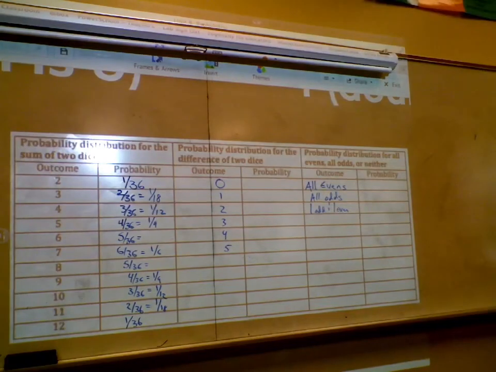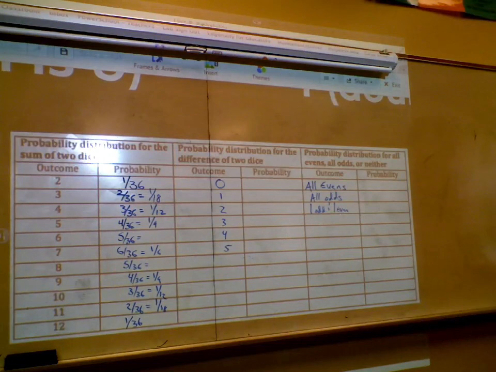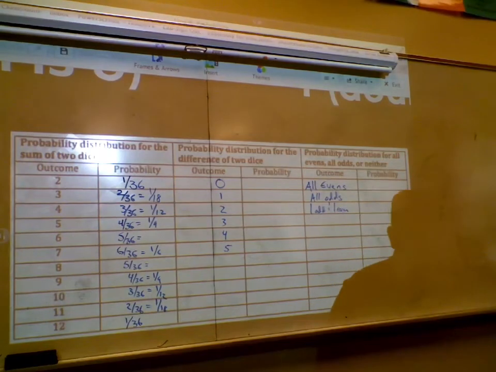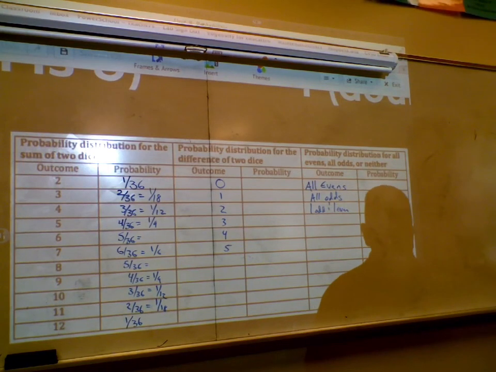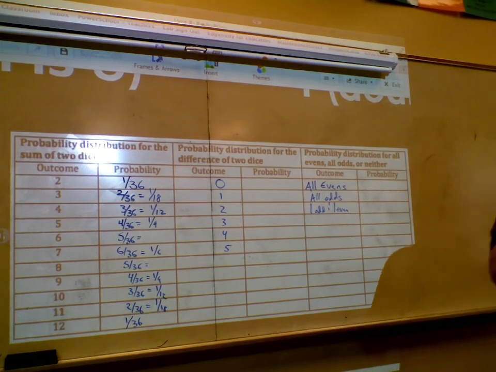Any questions? Can you explain that again? Evens and odds. All evens means both dice show an even number. 2 and 2, 2 and 4, 2 and 6, 4 and 4, 4 and 6. Does that make sense? Odds means they both show odds, like 1 and 3, 1 and 1, 3 and 5.